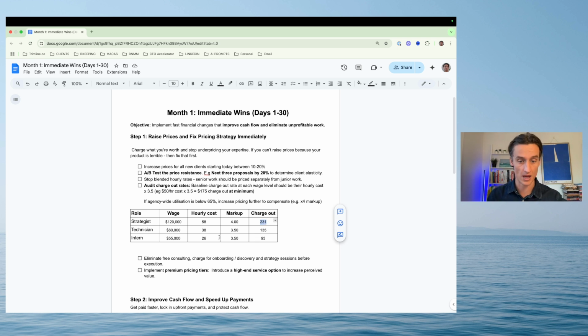It's pretty simple math, and the markup is where you're building in some margin to pay for your overhead, to add to your profit margin, and to cover their wage, of course. So that gives you an idea of how you can scale up your charge out rate depending on the person.